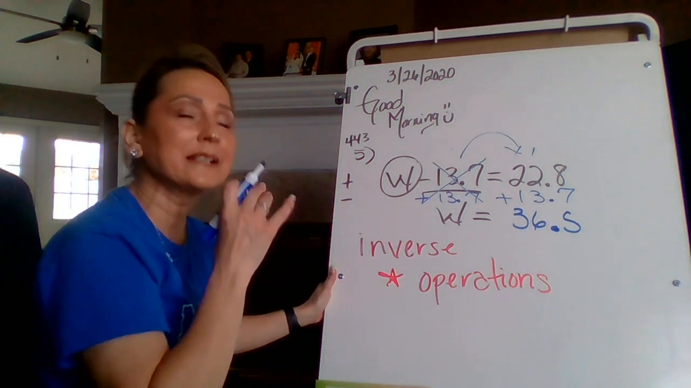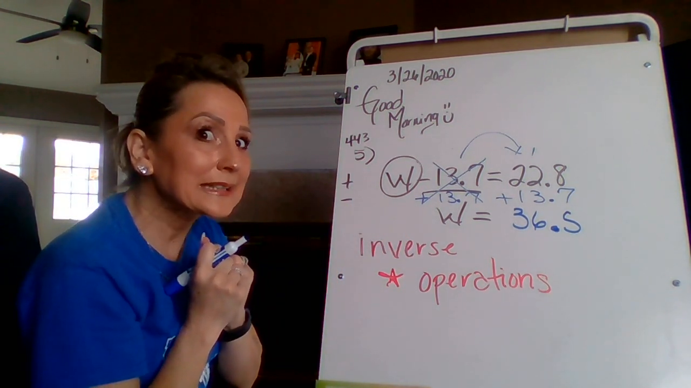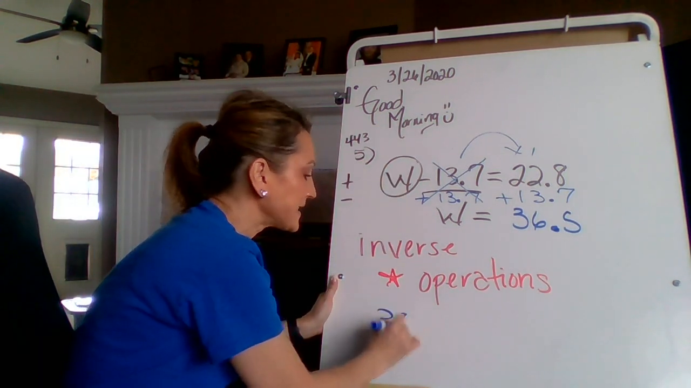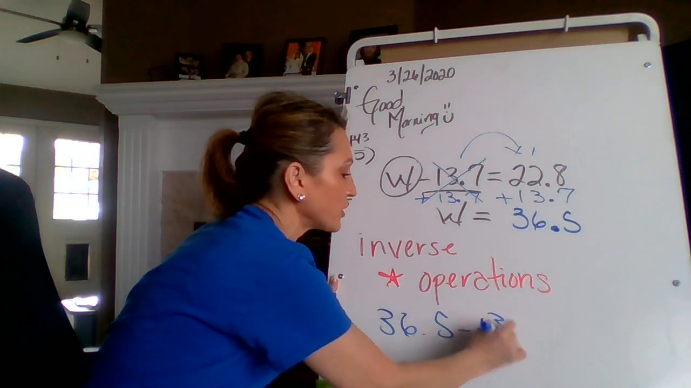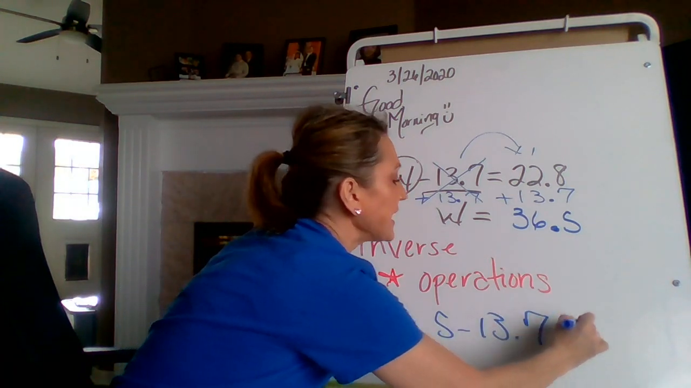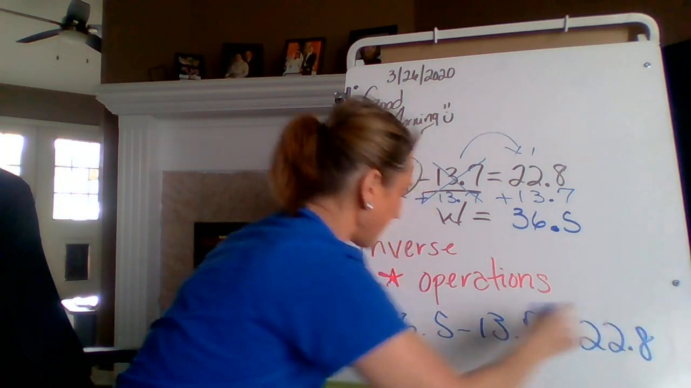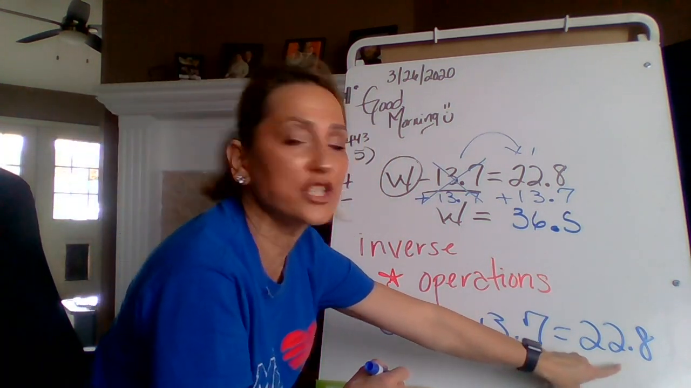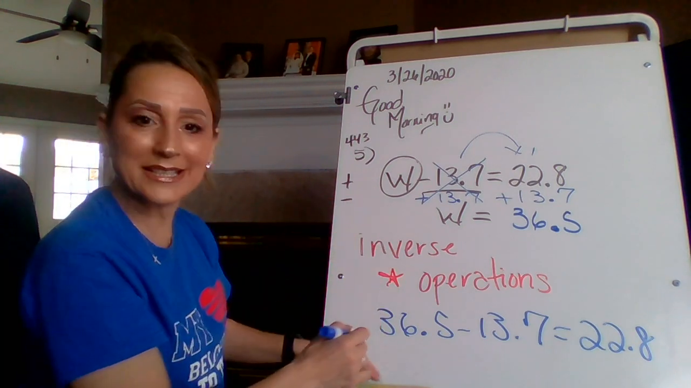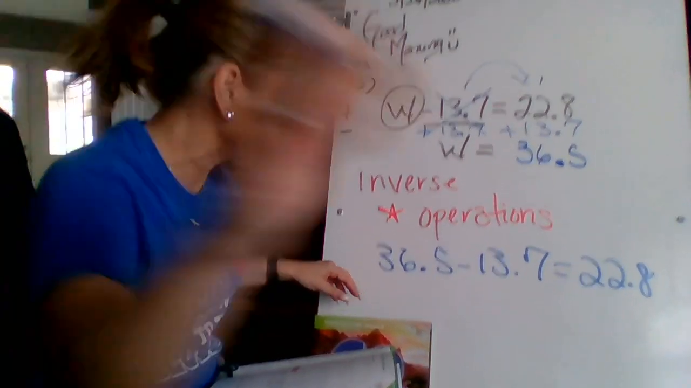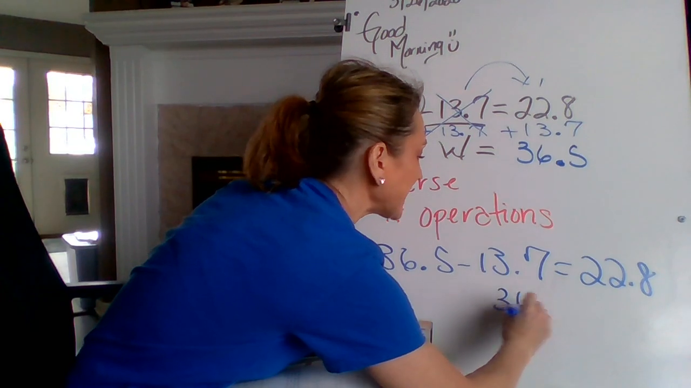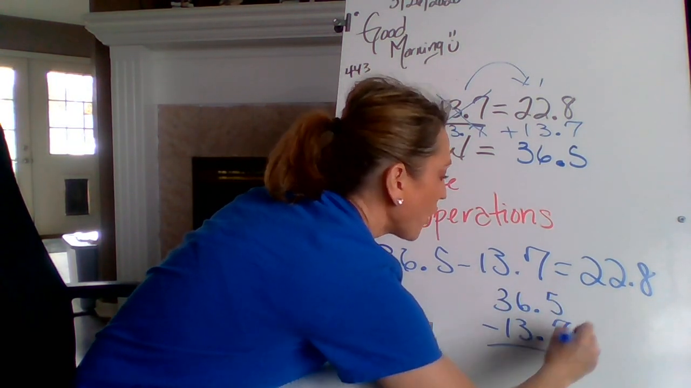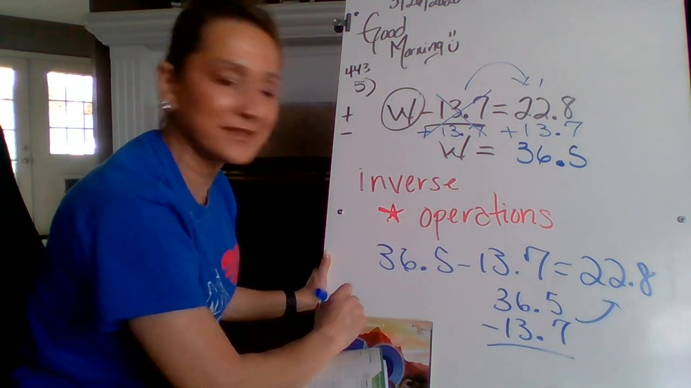Again, I always suggest strongly to the students, check your work. 36.5 minus 13.7 is 22.8. 36 and 5/10 minus 13 and 7/10 is 22 and 8/10. I can check myself. Maybe I can move that down just a little bit further. 36 and 5/10 minus 13 and 7/10. Will I get back 22 and 8/10?